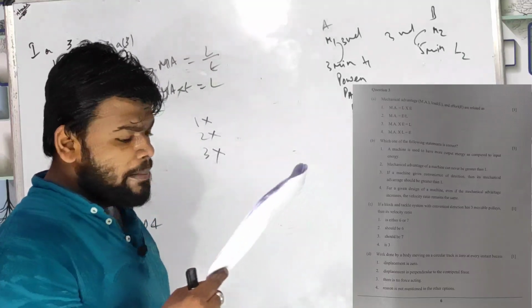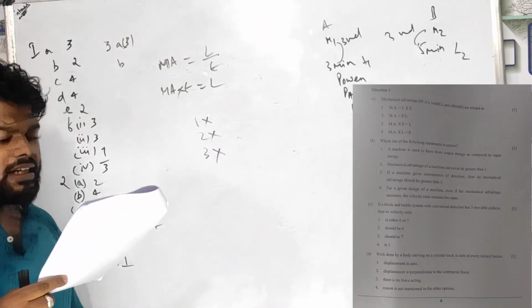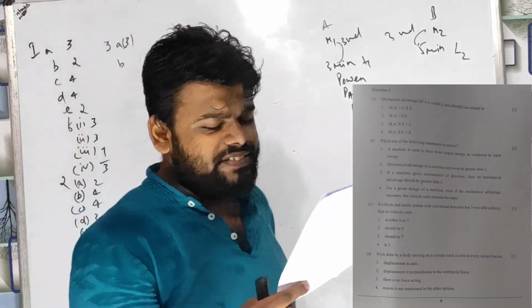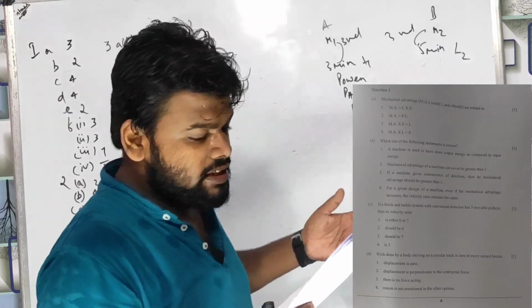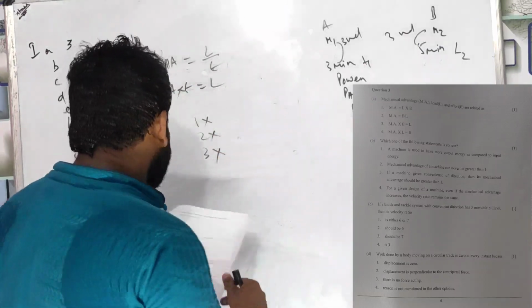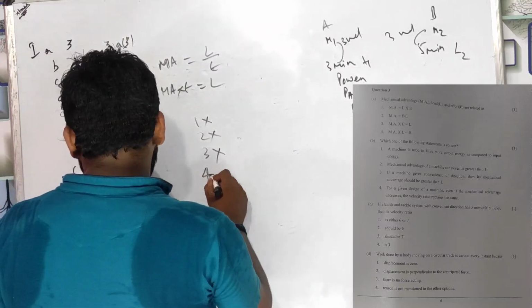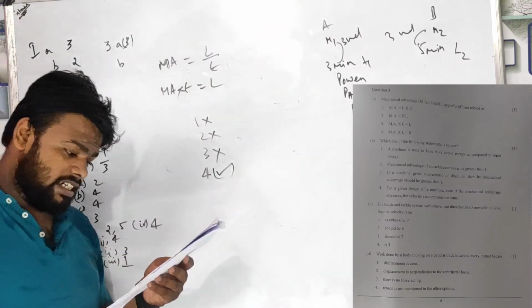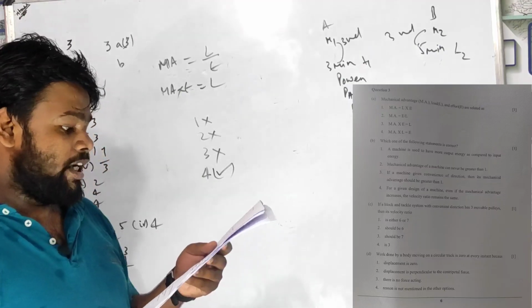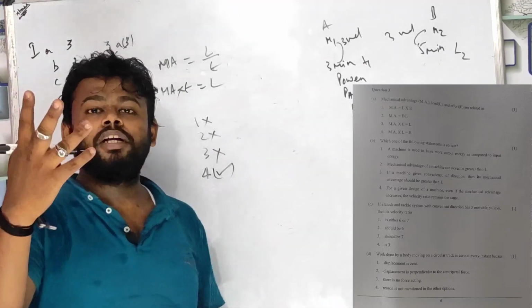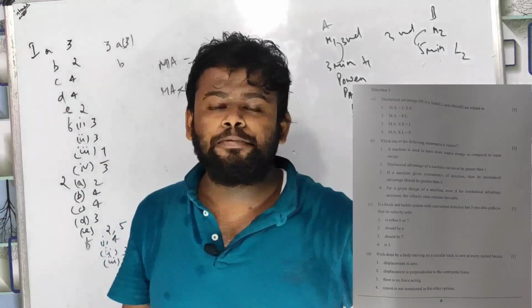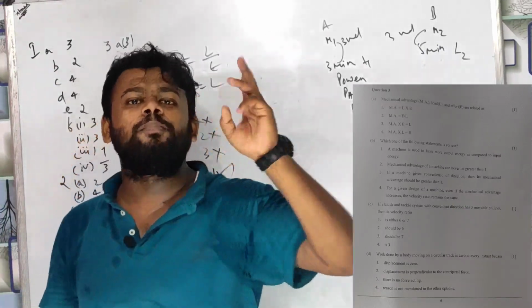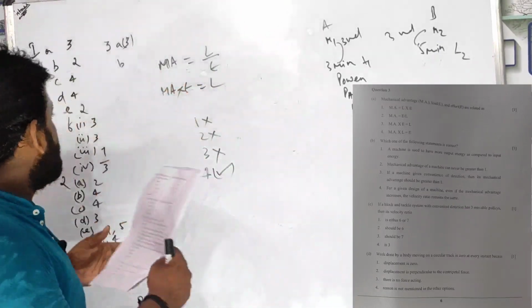Incorrect statement. Number 4, in the design of a machine, if the mechanical advantage increases, the velocity remains the same. Yes, it is a correct statement. Mechanical advantage decreases, velocity remains the same. अगर 3 पुली, 3 velocity ratio, 4 पुली, 4 velocity ratio, 2 पुली, 2 velocity ratio. Is it clear?